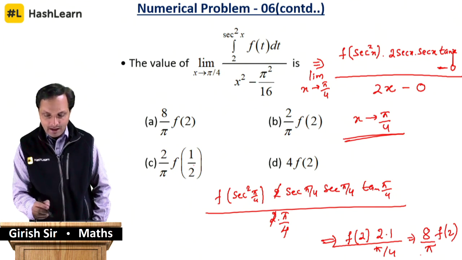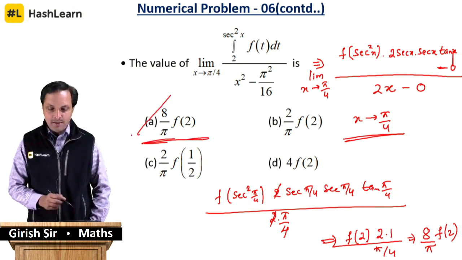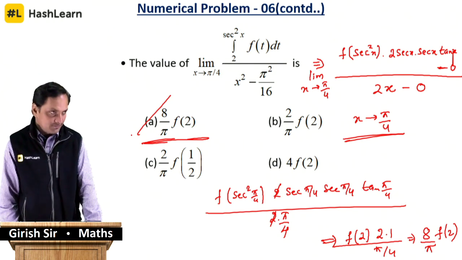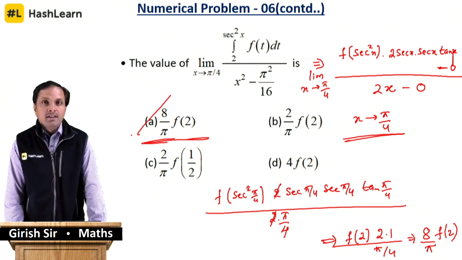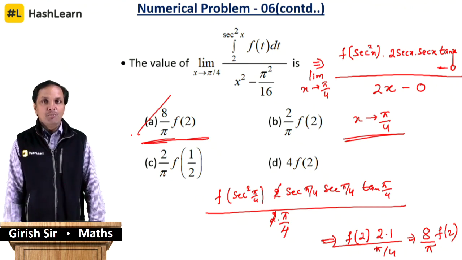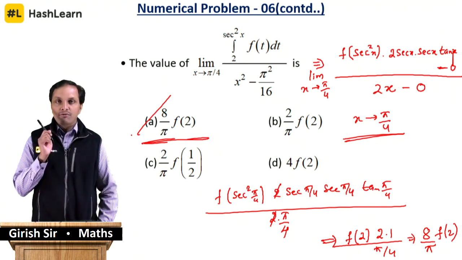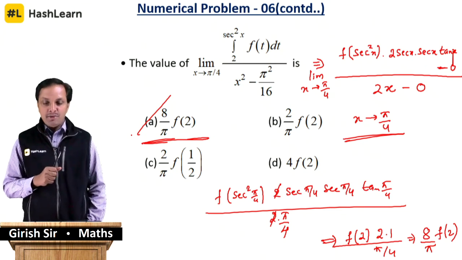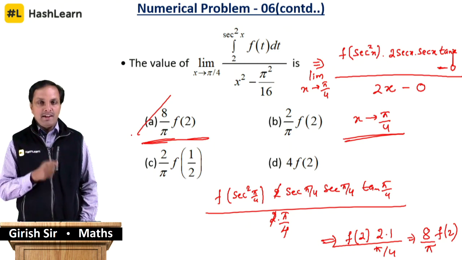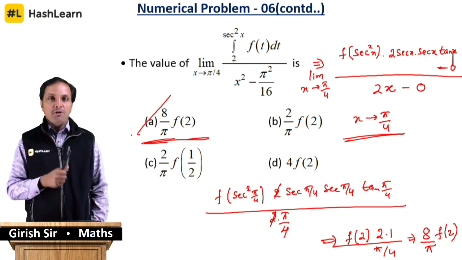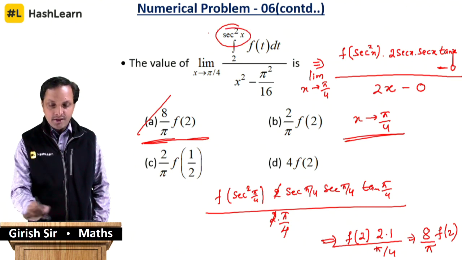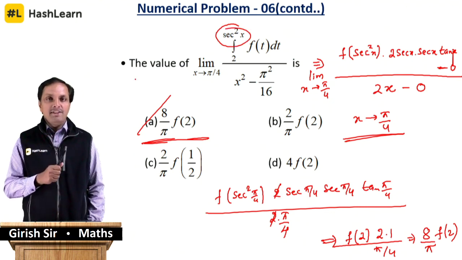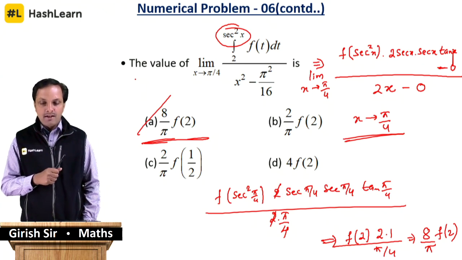कहाँ पे 8 by pi f of 2 है? यहाँ पे दिखाई दे रहा है ऑप्शन A में. 8 divided by pi f of 2, that is the answer. Is that okay? Hope you all followed the steps. Very important is the first step where you need to differentiate the numerator and the denominator by applying LH rule. And don't forget, whenever you substitute the value as a variable, you need to multiply with the differentiation of that. Okay, fine then.